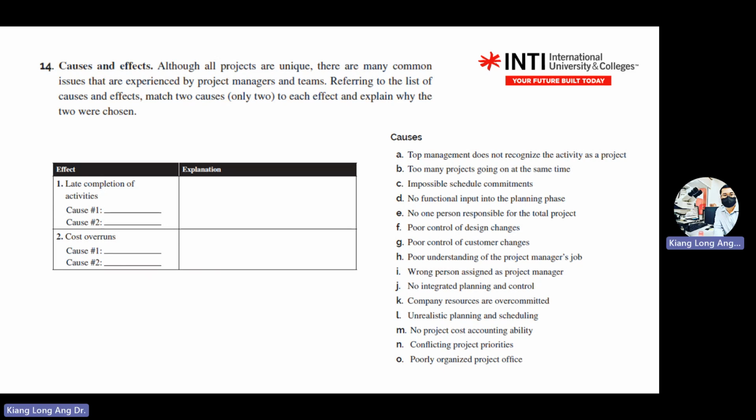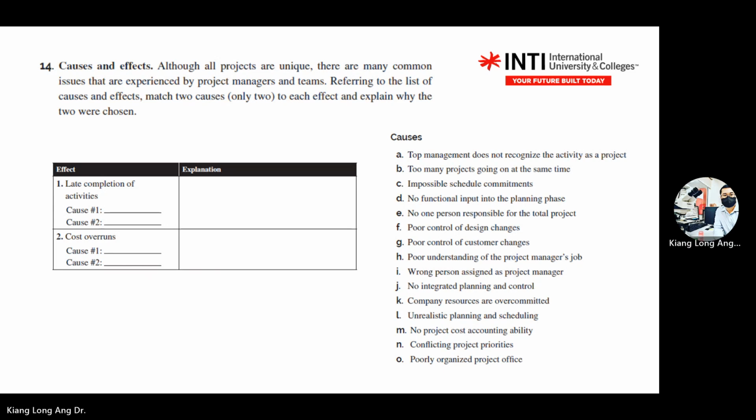Okay, so question 14 is an open-ended question, and there's no right or wrong in this question because it gives you the causes A until O. You'll face these if you are the project manager, all the problems, all the reasons why it happened. Then in the table here, you see there's a few tables. I think there's 1 until 6. So the first one, effect. What effect do you see? Late completion of activities. So causes here, you choose from here.